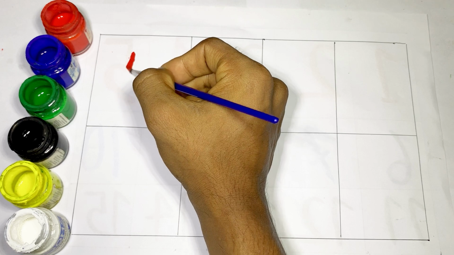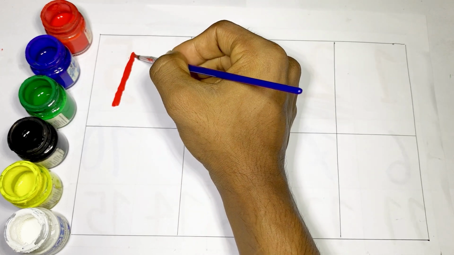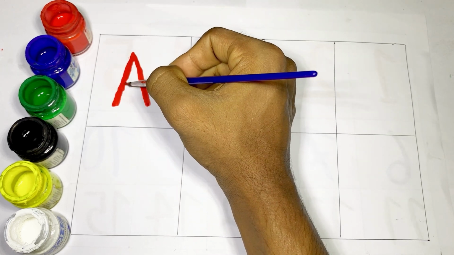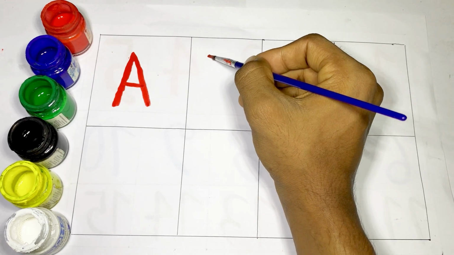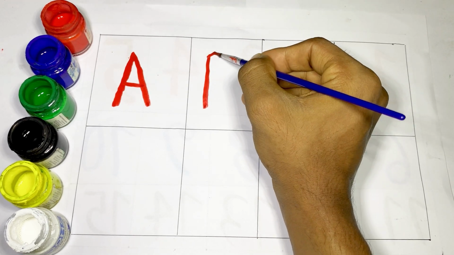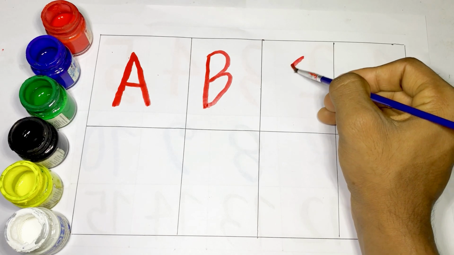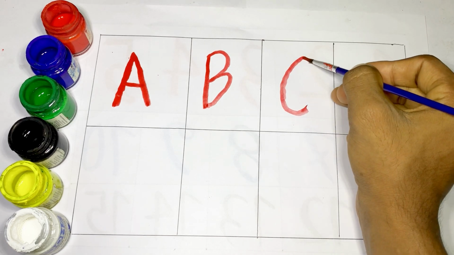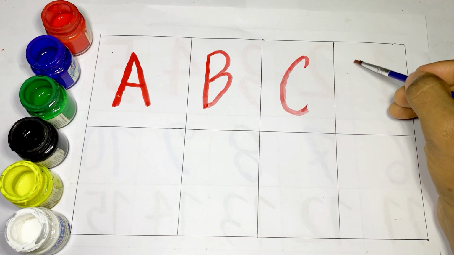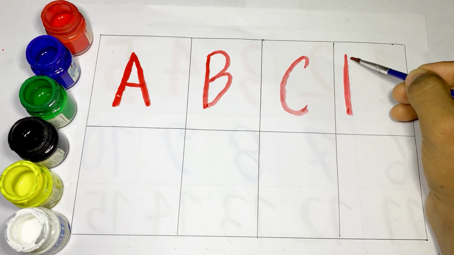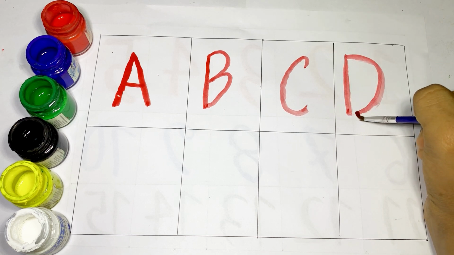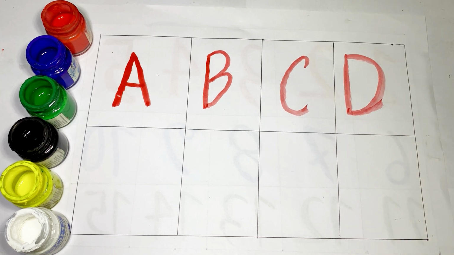Kids first draw A. A for apple, A for aeroplane. B. B for ball, B for bat. C. C for cat, C for car. D. D for dog, D for doll. Kids now draw numbers and first draw 1.